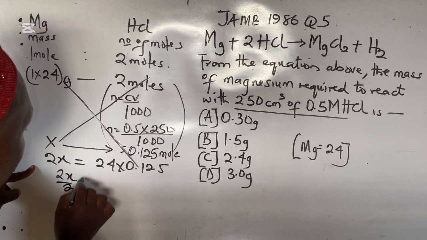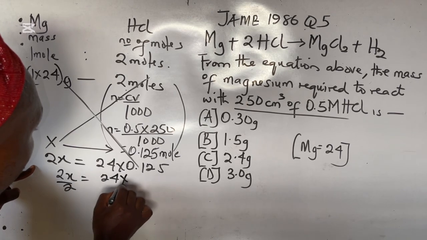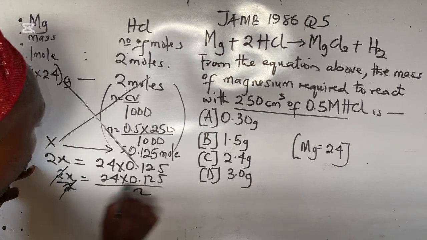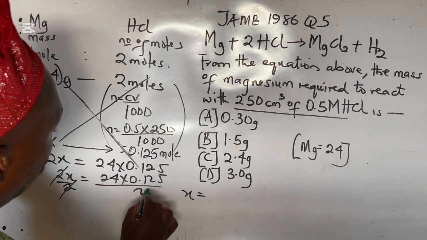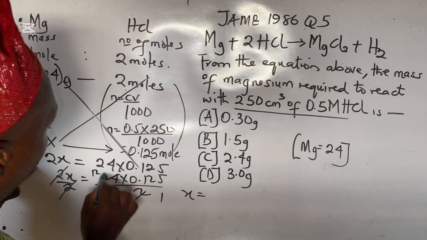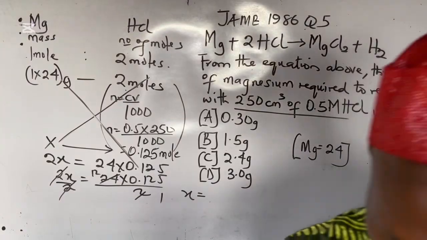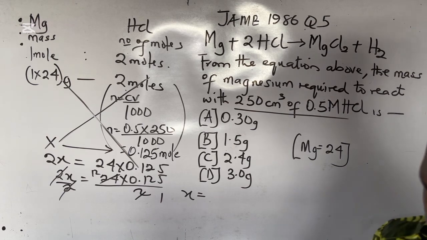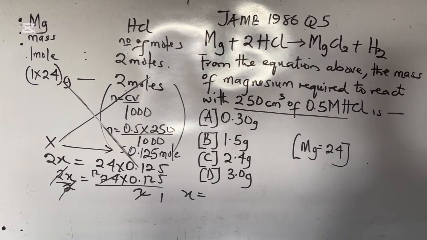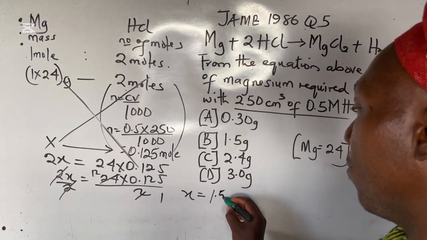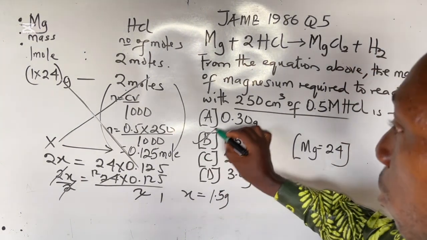When we divide by 2, the coefficient of x, the 2 cancels 2, and 2 into 24 gives 12. So let's multiply 12 and 0.125. We have 12 times 0.125, and that will give you 1.5 grams. That is our option B.